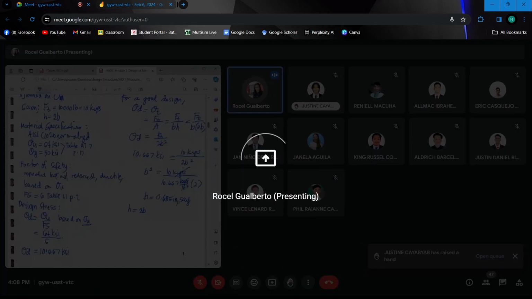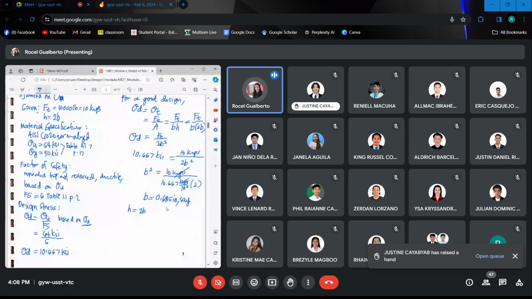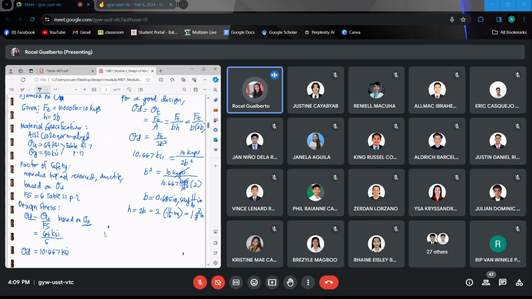Okay, so ito po, okay, wait lang Justin, tuloy ko lang to, mawawala, wait lang. So, B is 0.685, again, this is your 11/16 inch, okay? Tapos, H is equal to 2B, so this is 2 times 11/16 of an inch, and sabi nga natin, this is equivalent to 1 and 3/8. Okay? Tapos, you must have your conclusion.